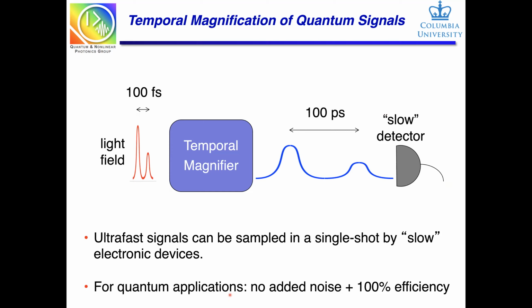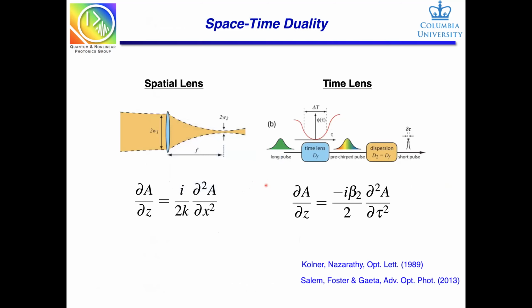And again, for quantum applications, you need to do this with 100% conversion efficiency and no added noise. So that's a key part. So how can we do this? Well, it turns out you can use this concept called time-space duality. It was first conceived by Brian Kolner, but if you want to read a review paper on this, there's the one that we wrote a few years ago, discussing all the interesting applications.